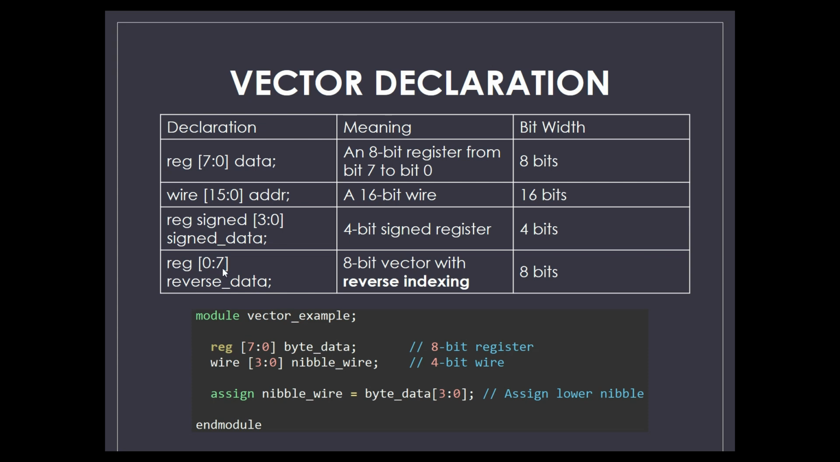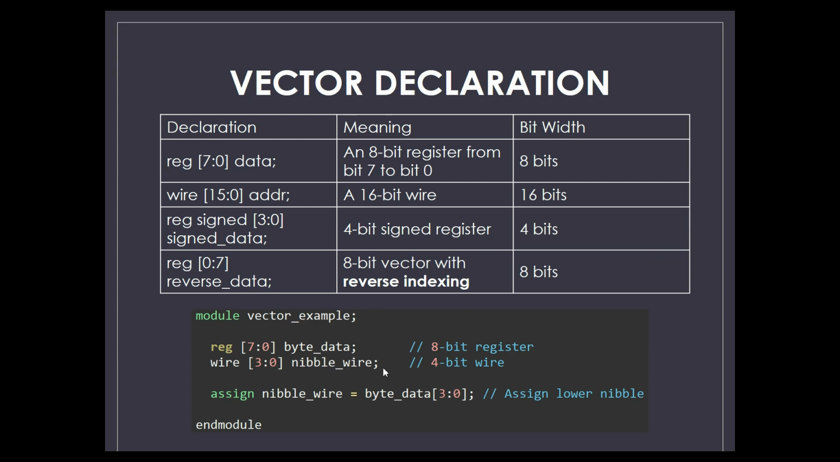Now, the reg 0 down to 7. We can also declare it like this. Here, the MSB will be stored at bit 0, while the LSB will be stored at bit 7. Technically, it is possible to write like that, but we don't suggest this because the whole industry is aligned to having MSB at the left side. So if you write like this, it will cause confusion for you as well as someone else who is trying to use your code. So technically it's possible, but it is not recommended to use reverse indexing.